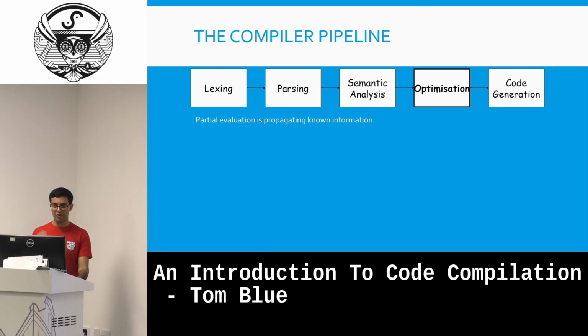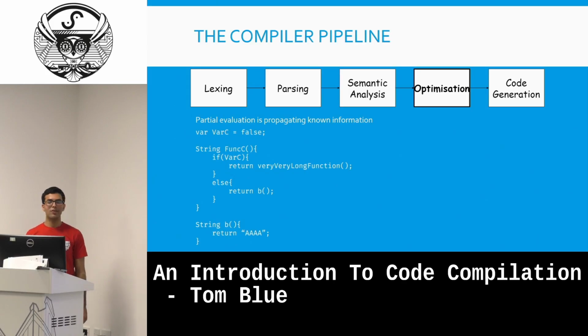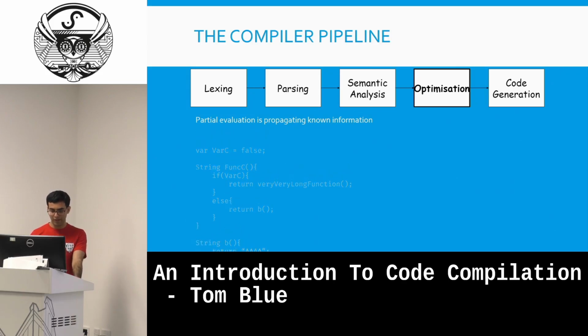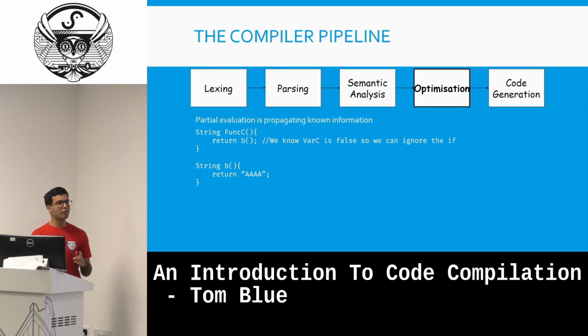The other optimization I want to talk about is partial evaluation, which is where you propagate known information. So let's take this example code again. We know that var c is equal to false, and assuming that var c doesn't change before func c is called, we know that func c will never enter the very, very long function. It will only ever enter the function b. If we replace the call to function b with just its code, and we also get rid of the if statement, because we know that it's never going to go into the first condition. I mean, this is quite an extreme example, but you can see how much code has been reduced through inlining and partial evaluation.